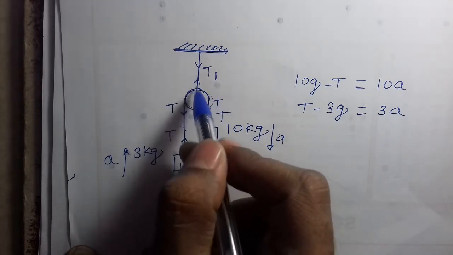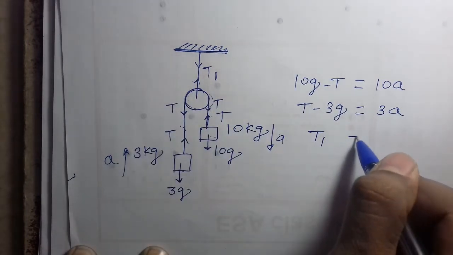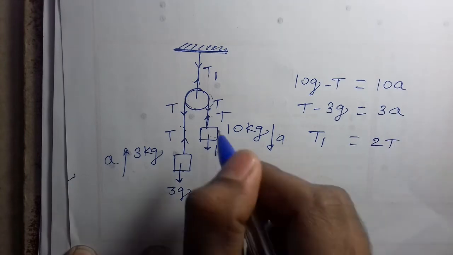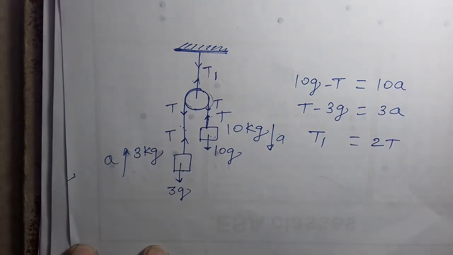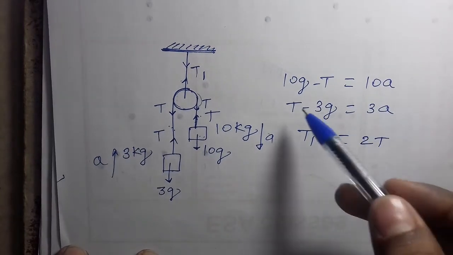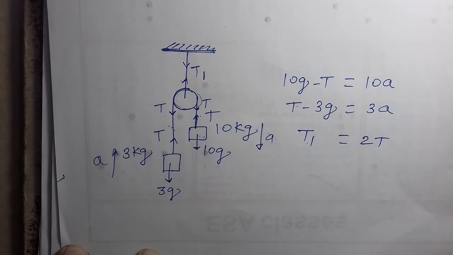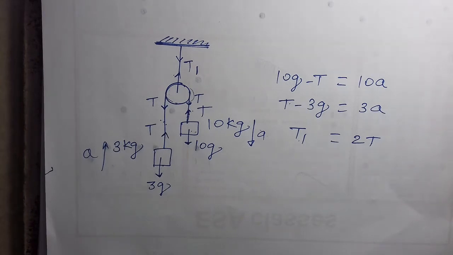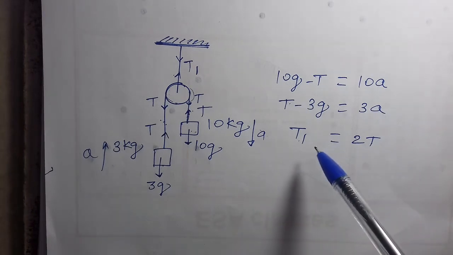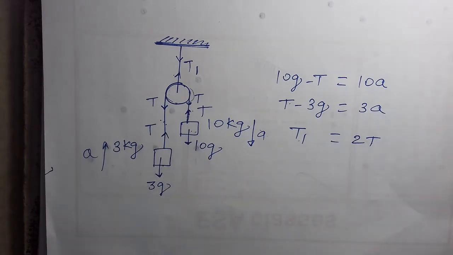Upward force is equal to downward. Upward force is what? T1, and downward force is what? T plus T, 2T. So 3 equations and 3 unknowns, therefore we can solve this and find out tension in each string and acceleration of both blocks.